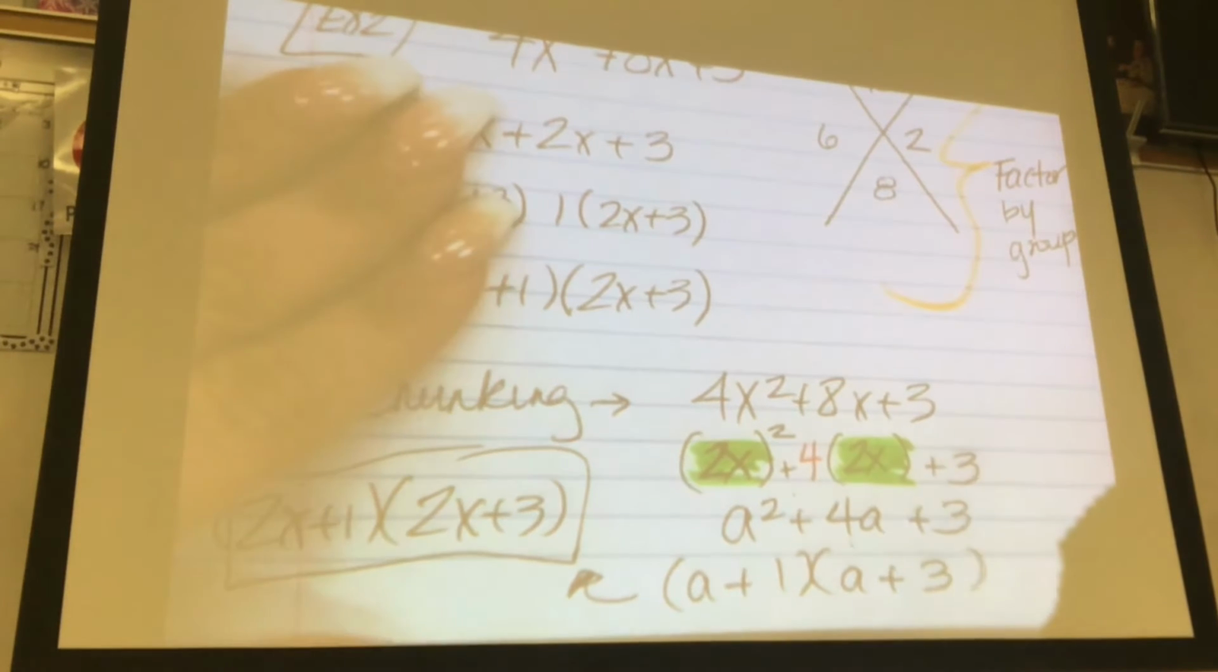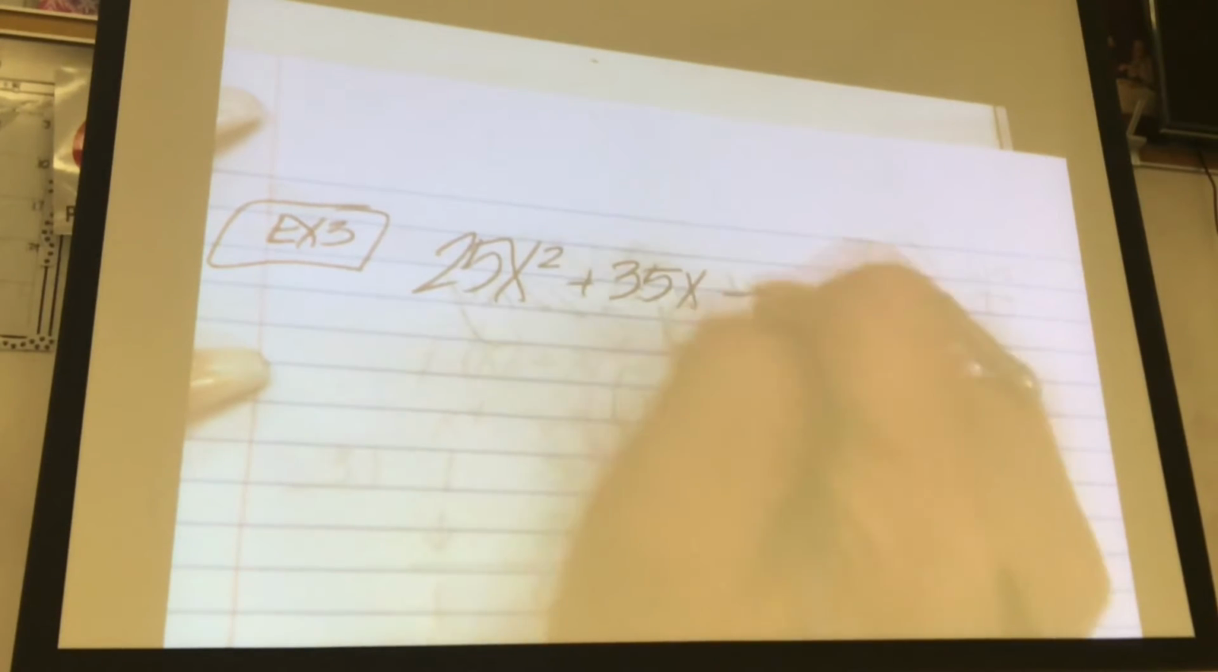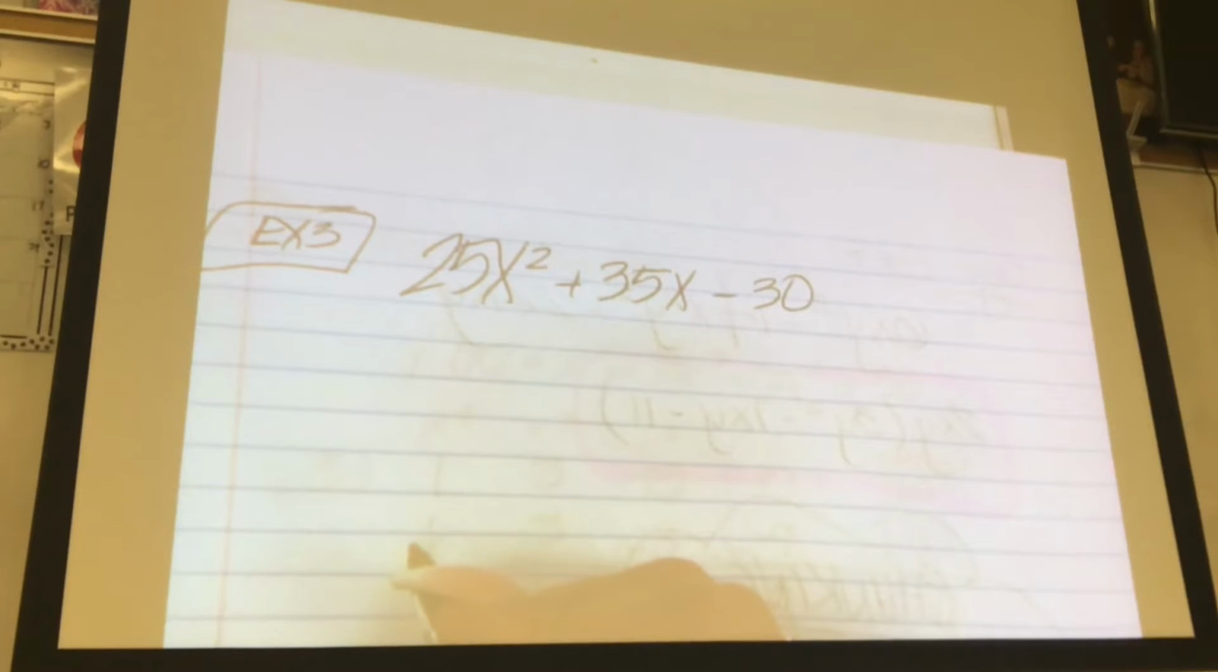A lot of people like chunking because it's faster. Let's try example 3, and then you guys can try to do it. 25x squared plus 35x minus 30. I'm going to try chunking. The next example I'm going to give you is an example of where chunking is not going to work. But let's try it for this one.